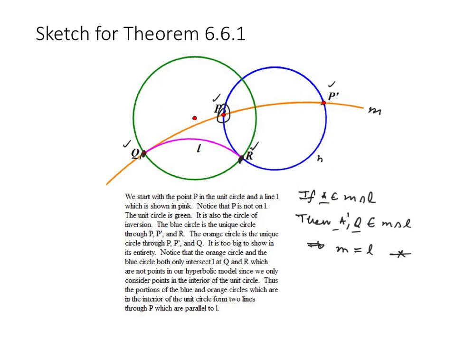Now, if you do the same argument, you can show that the hyperbolic lines determined by N and L do not meet either. So therefore the hyperbolic parallel postulate does hold in this model.